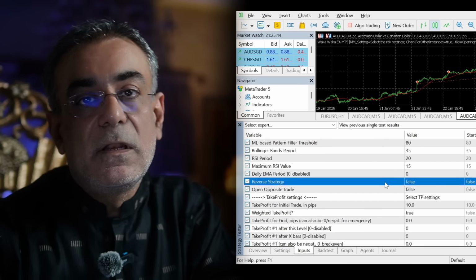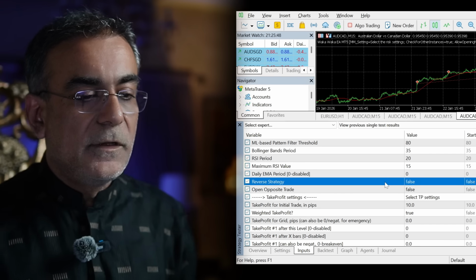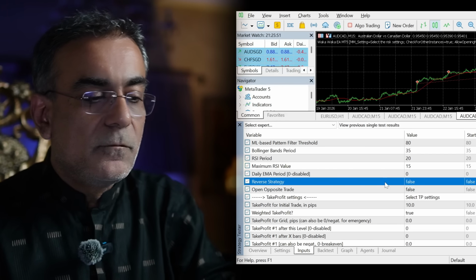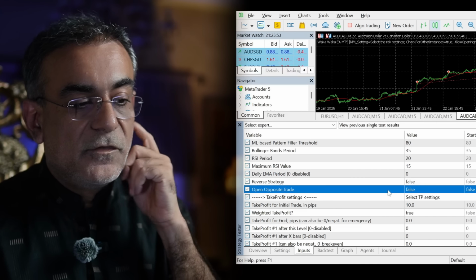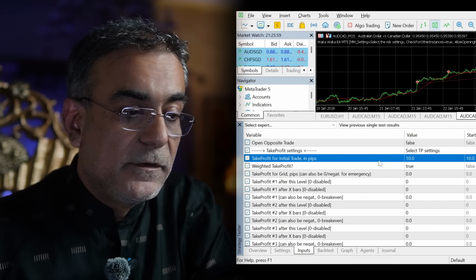Reverse strategy, well, it's an option, I guess. One can build it, which is instead of taking the sell trade, take the buy trade. So you want to reverse the strategy, and which is the same probably as the open opposite trade. And then the take profit, we have already covered that.